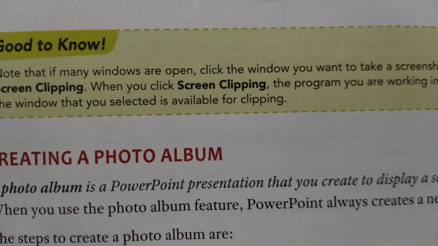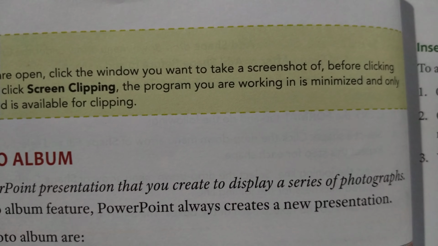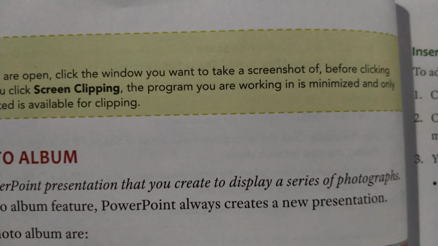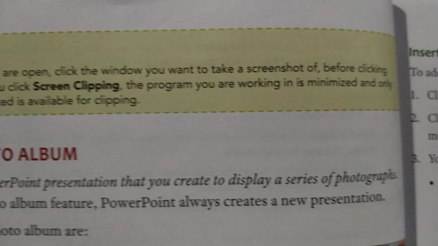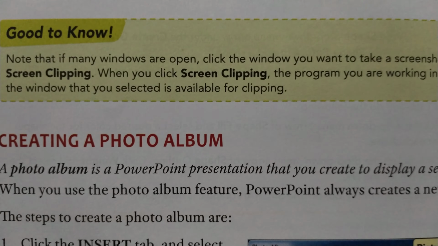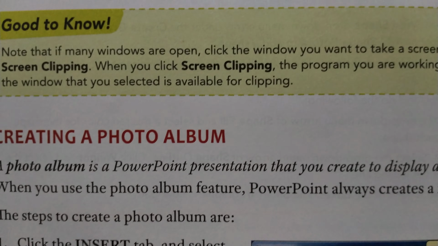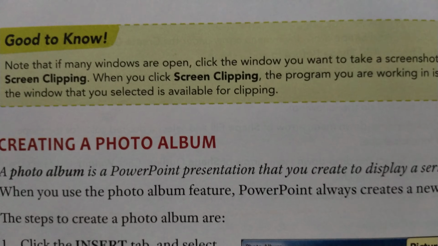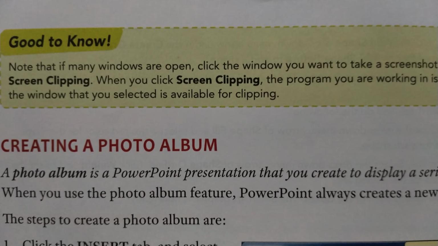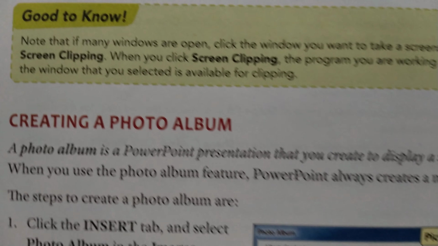And then when you click screen clipping, the program you are working in is minimized. That is, the PowerPoint presentation program will be minimized, and only the window that you selected is available for clipping. So if you didn't select anything, the desktop view will be shown, and from there you have to select. Okay children, this will be clear when you see it in the practical session.